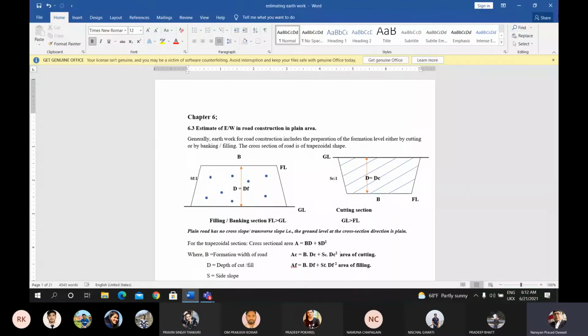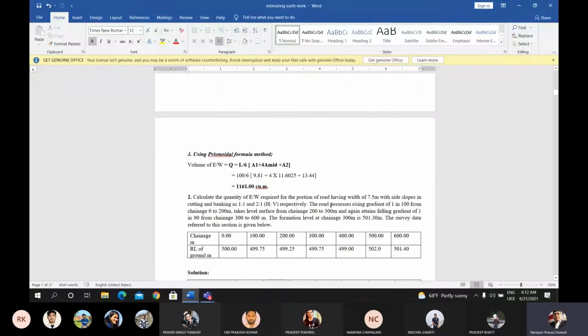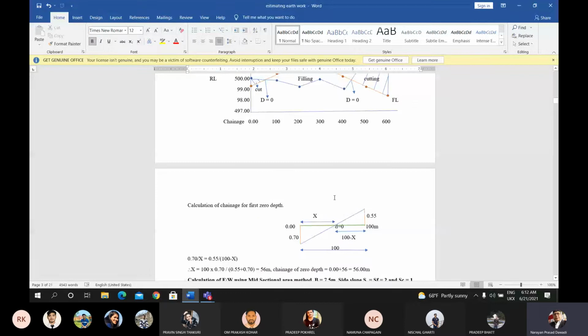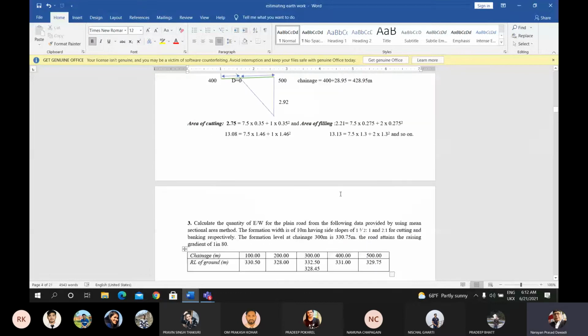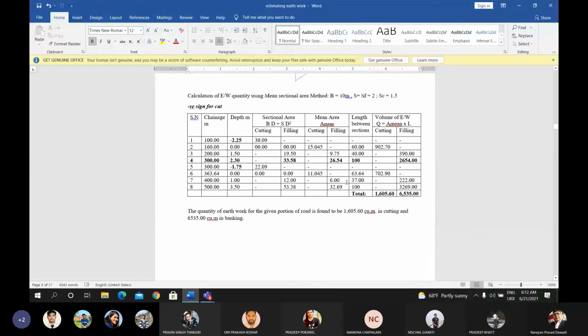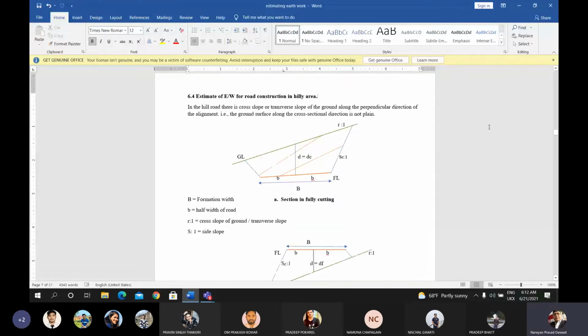Now let me start from the orthogonal exception for the hill road. I think I have started. Now this is the hill road.